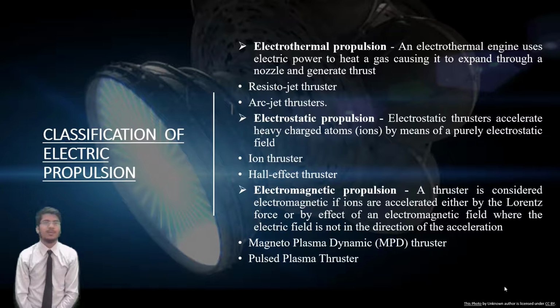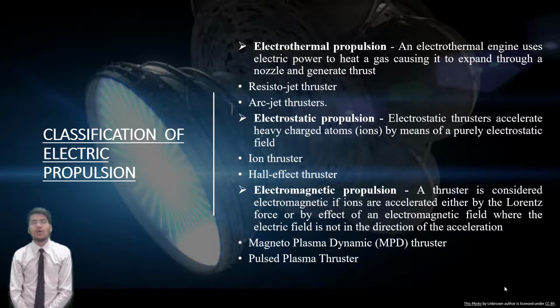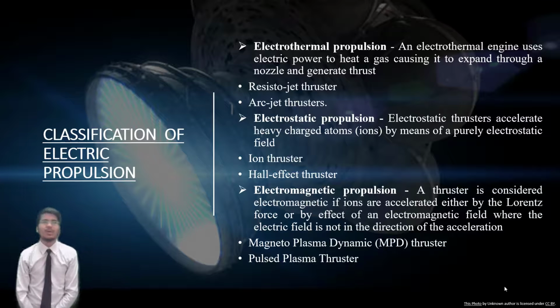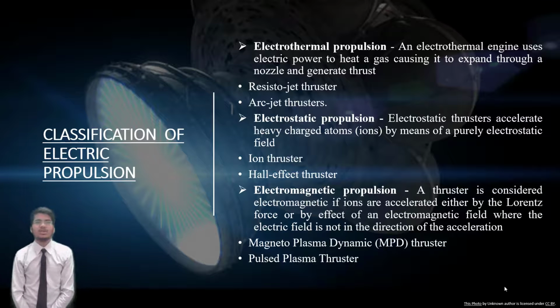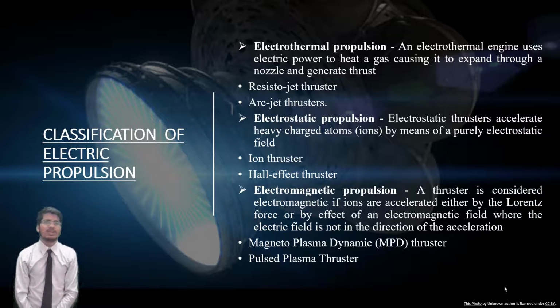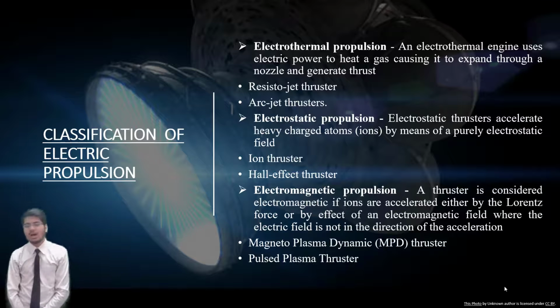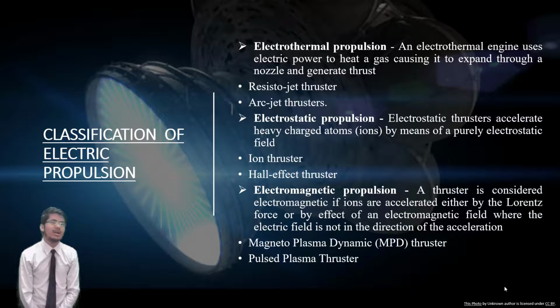A second one is electrostatic propulsion. It accelerates heavy charged ions by means of a purely electrostatic field. Its examples are ion thrusters and Hall effect thrusters. And third one is electromagnetic propulsion. A thruster is considered electromagnetic if ions are accelerated either by the Lorentz force or by the effect of an electromagnetic field where the electric field is not in the direction of acceleration. Examples are magnetoplasmadynamic thruster and pulsed plasma thruster.